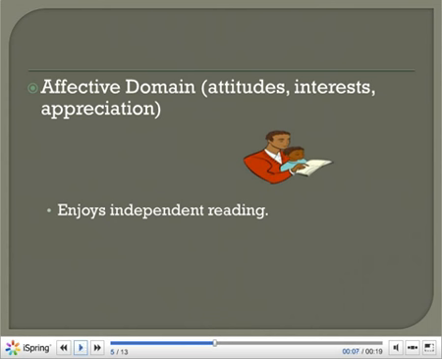The third domain is affective, which focuses on attitudes, interests, and feelings. You see an example of this at the bottom of the screen. In schools in the United States, and elsewhere for that matter, we don't tend to focus much on this domain.